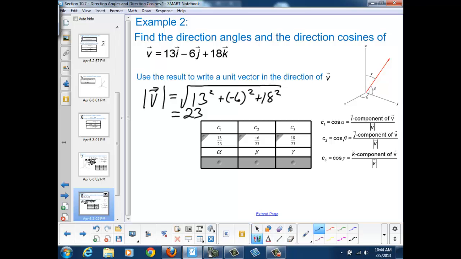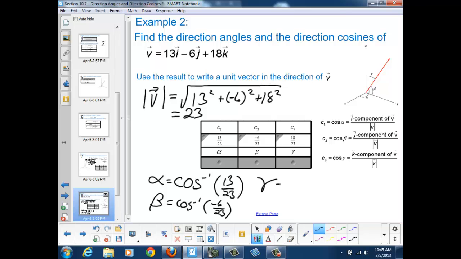To find the direction angles, we need to take the inverse cosine of our ratio. So alpha is the inverse cosine of 13 over 23. Beta will be the inverse cosine of the j component, so negative 6 over 23. And gamma will be the inverse cosine of the k component, or 18 over 23. I'll let you throw those into your calculator, and hopefully we came up with these angle measurements.